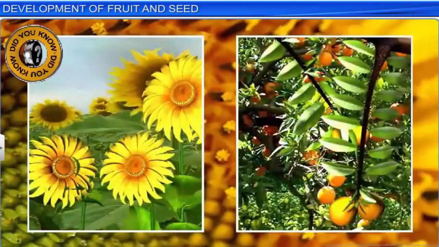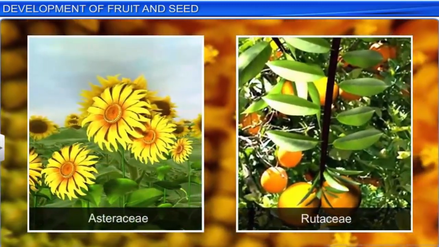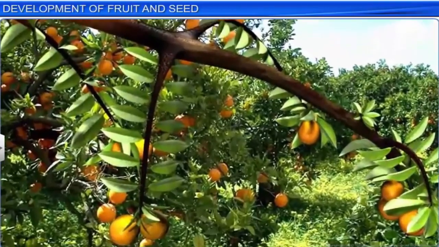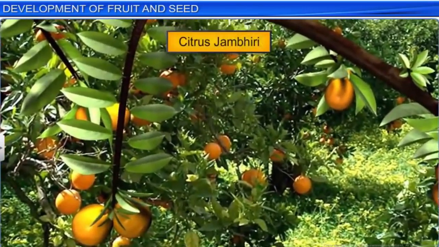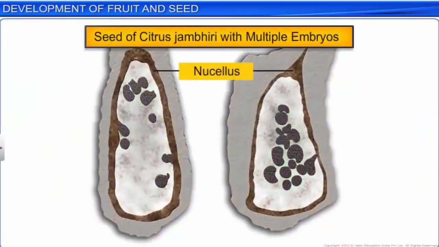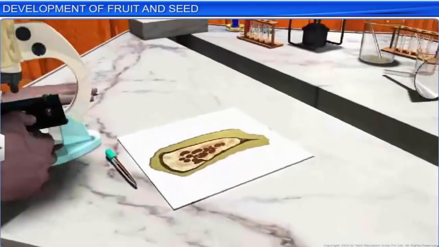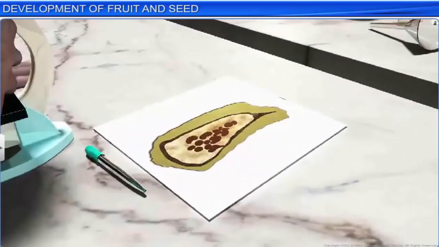Did you know that plants such as grasses and those belonging to the family Asteraceae and Rutaceae are common examples of apomicts? Moreover, in certain apomicts such as Citrus jambiri, which belongs to the Rutaceae family, the nucellar cells surrounding the embryo sac divide and protrude into the embryo sac. Later, these cells develop into embryos, and hence a single seed contains more than one embryo. This phenomenon of having more than one embryo in a seed is called polyembryony. Thus, though we have gained a lot of knowledge about the formation of seeds and fruit, there are many mysteries that scientists are still trying to unlock.